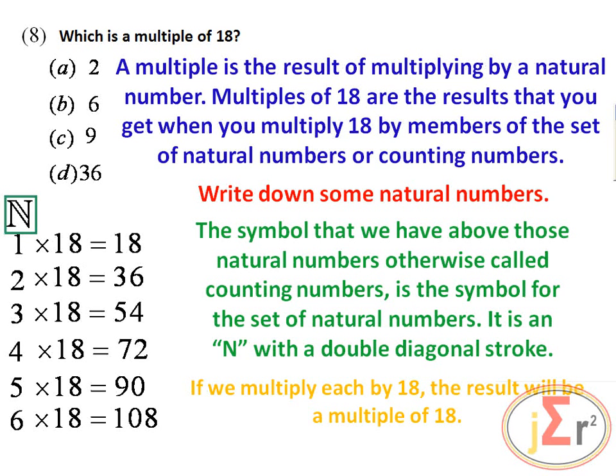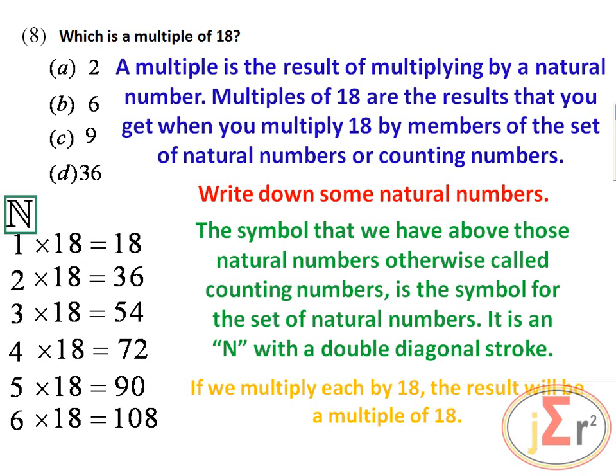So multiply 1 by 18 is 18. 2 multiplied by 18 is? 36. And that is our correct answer, which is represented by which option? D. Right. And we have some other multiples of 18. 4 times 18 is 72. So 72 is a multiple of 18.